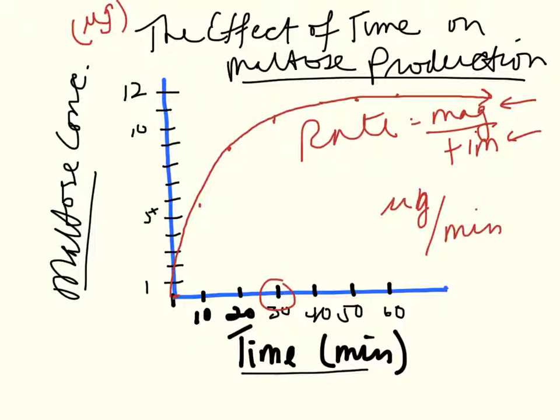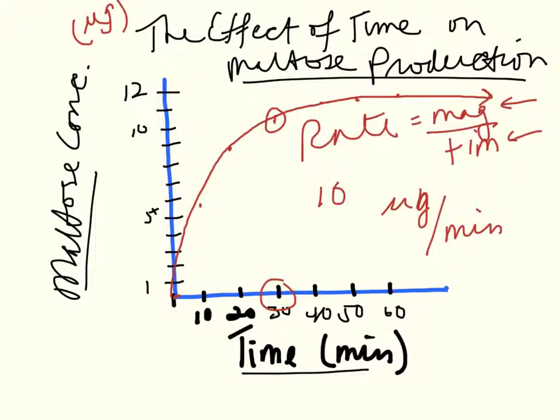So we have to ask ourselves, after 30 minutes, how much maltose did we produce? Well, we look at that value, we see 10.4. That is to say, we see 10.4 micrograms per 30 minutes. All right, I needed to see a number that has 10.4 over 30.